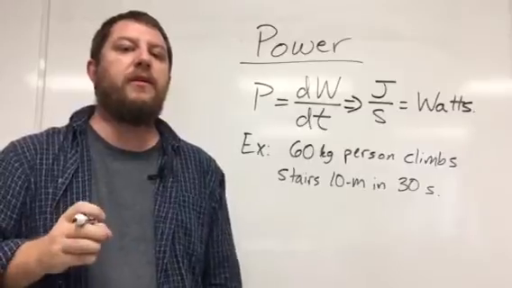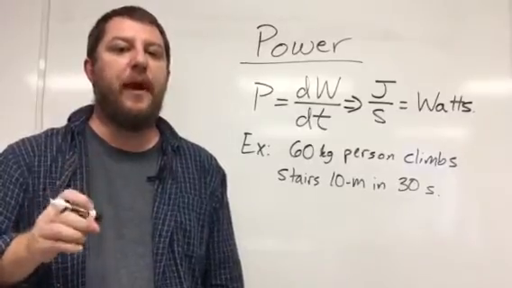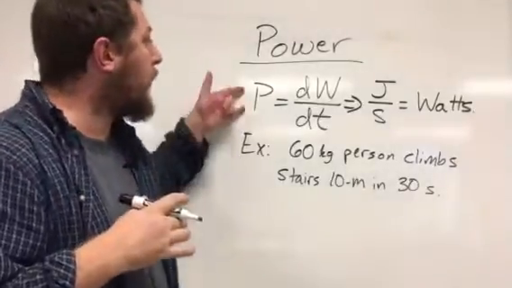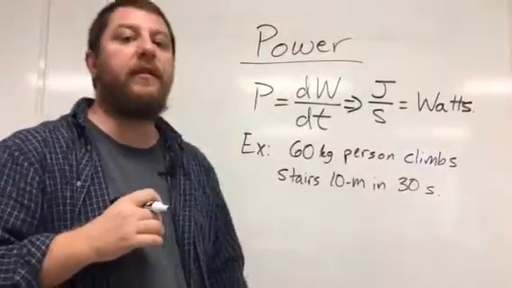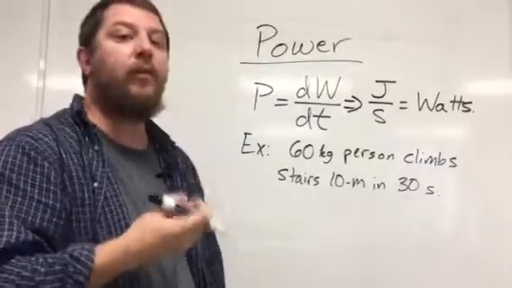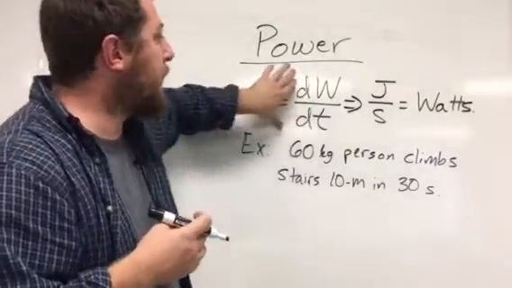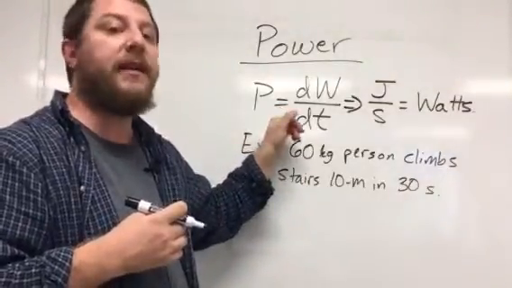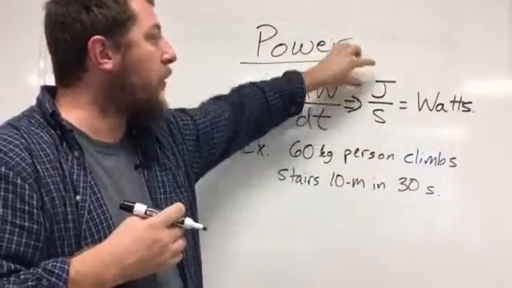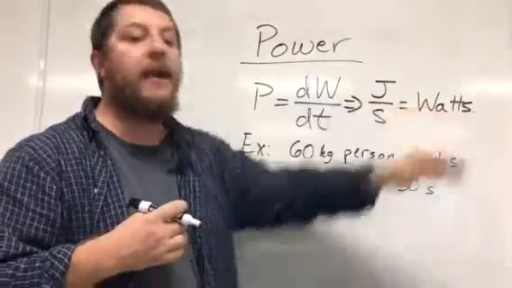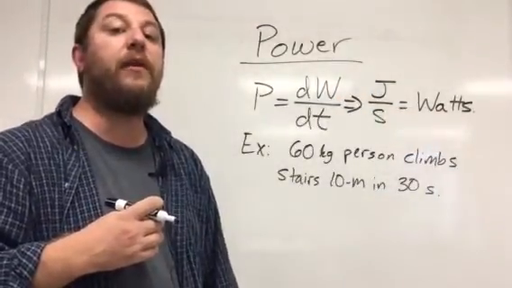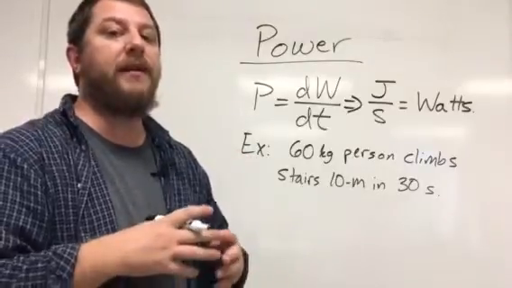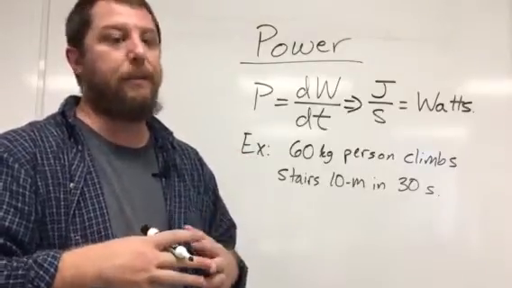In this video, we now want to explore the concept of power. Power and work are related in that power is the time derivative of work. So it's the rate at which work is done. You can see from this equation, if work is in joules, time is obviously in seconds, so the units of power are joules per second. And that gets the unit of watts. So power is joules per second or watts, and it's the rate at which work is done.